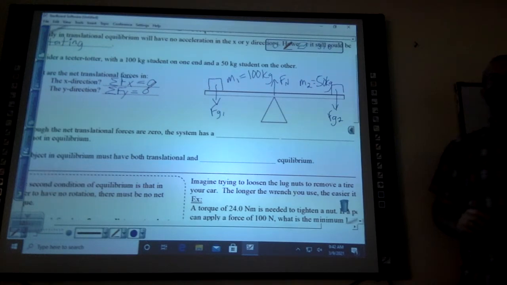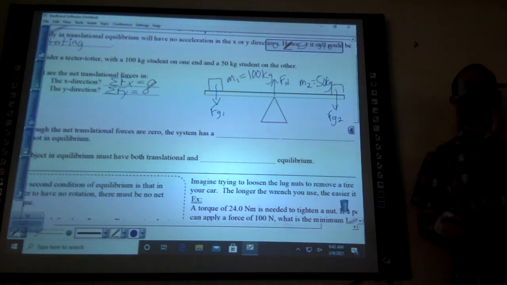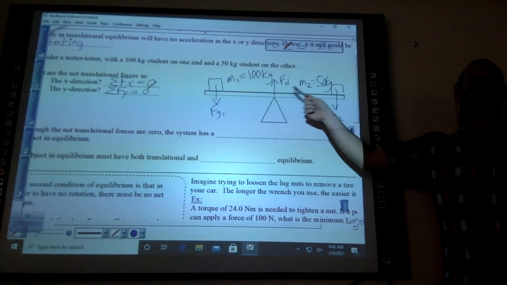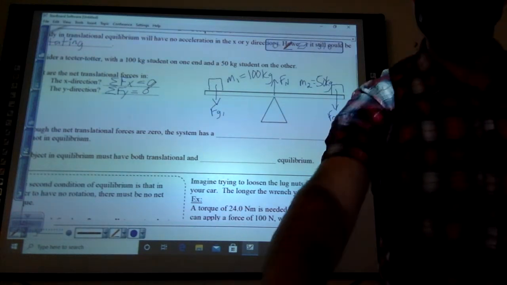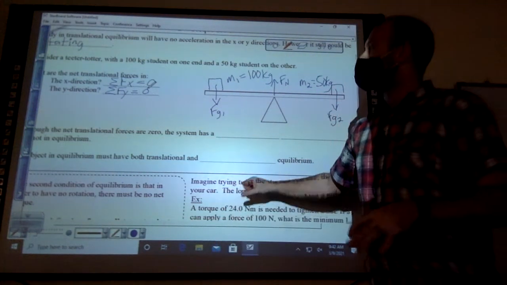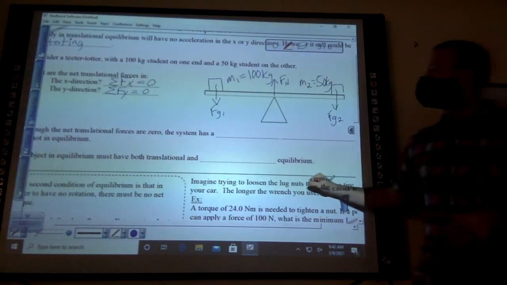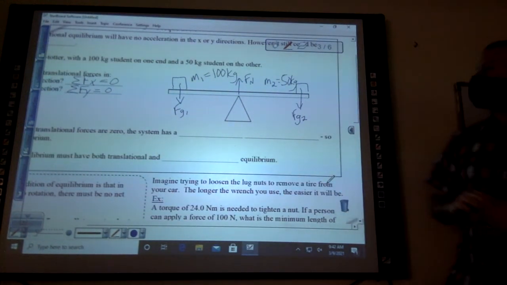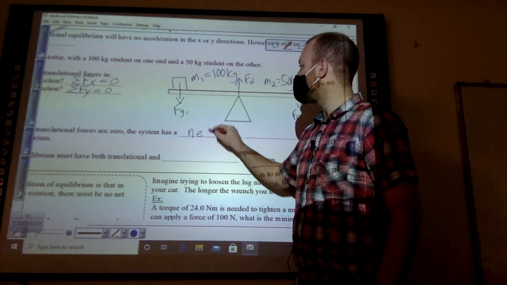Now, the reason why this is so much different than dynamics is because look at where my forces are. Everything we've dealt with in dynamics, we dealt with one object, and all the forces started from the center of that object. But notice here, my forces are not starting at the same point. This is what causes rotation, and this is what we need to consider with this. So even though the net translational force is 0, this one has a net torque. And I'll explain what torque is in a sec.